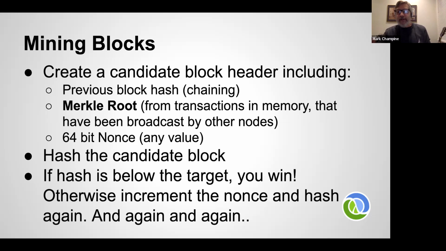I mean, it's actually below the value target. So the lower that target, the more difficult. So we hash the candidate block. If it's below the target, you win, you've mined a block. And if it's not below the target, you add one to the nonce and try again and again.